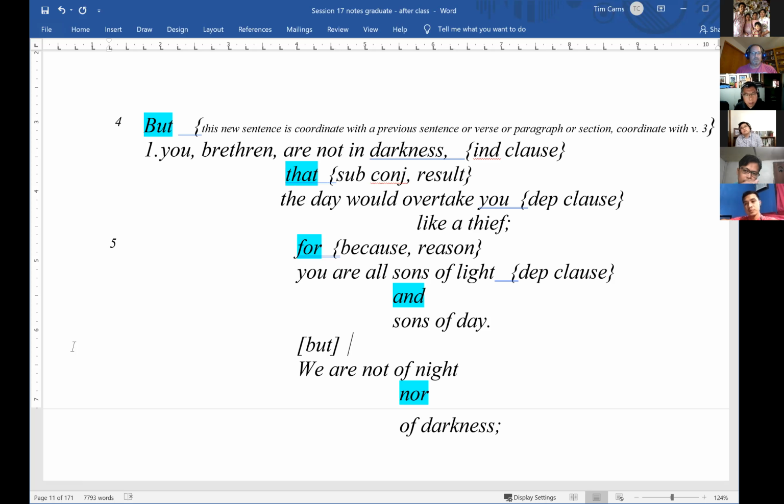So it could be an "and." So he's making a second point here. Yeah, that's good, and that'd be the kind of thought process you would work through to try to figure out where this clause goes.